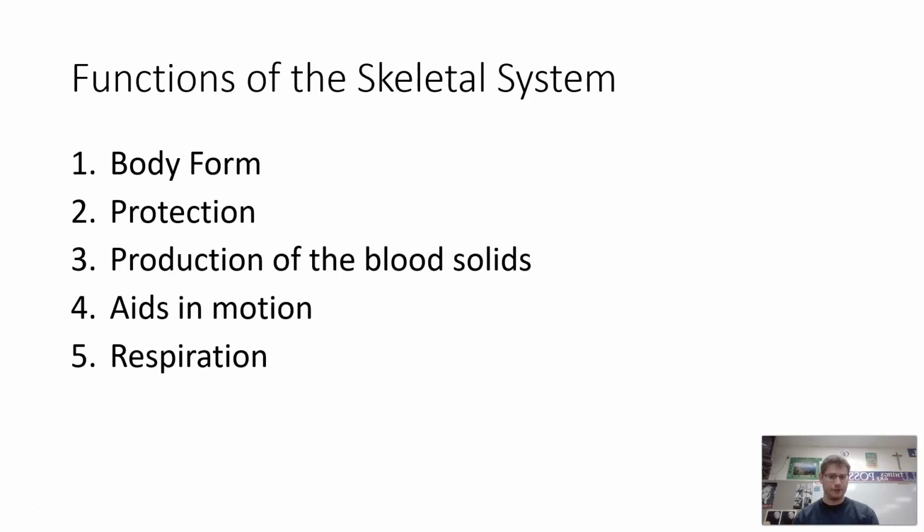They also provide protection. So your cranium or your skull provides protection for your brain. Your ribs and like your scapula and your clavicles help protect some of your internal organs such as your lungs and your heart. And it also aids in the production of blood cells. So your red bone marrow produces a lot of your red blood cells and other things, a lot of your white blood cells as well.